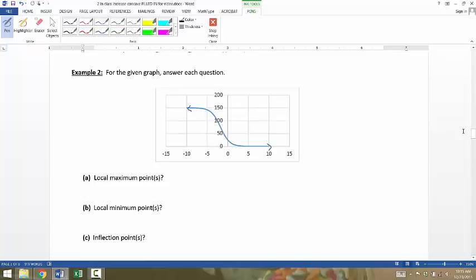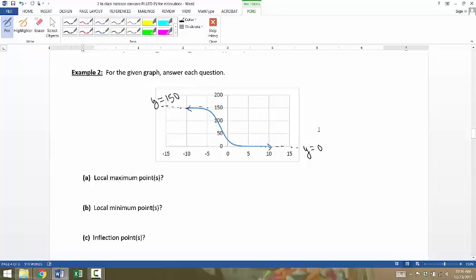For the given graph, answer each question. All right, so we have a graph here. I'll just notice it's got arrows on the left side, arrows on the right side, so it exists everywhere left to right. Seems to be approaching a height of 150 up here on the left side. Seems to be approaching a height of y equals 0 on the right side.